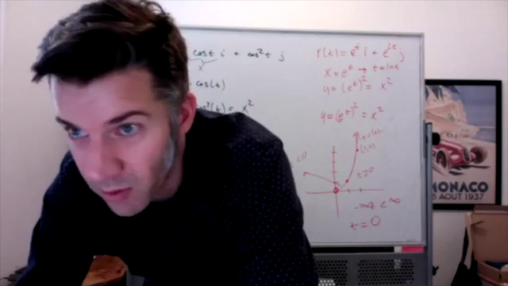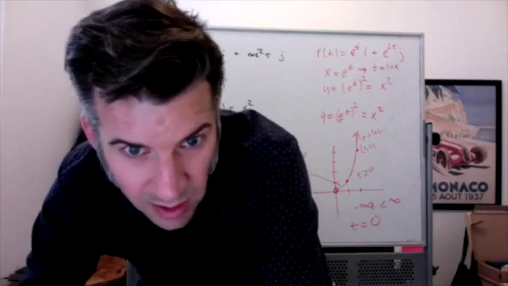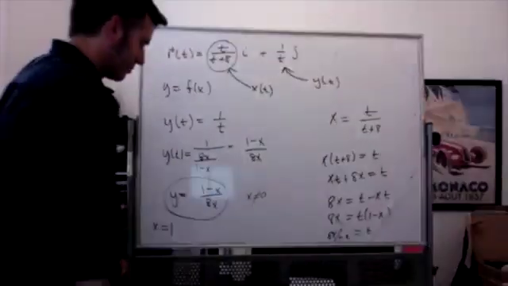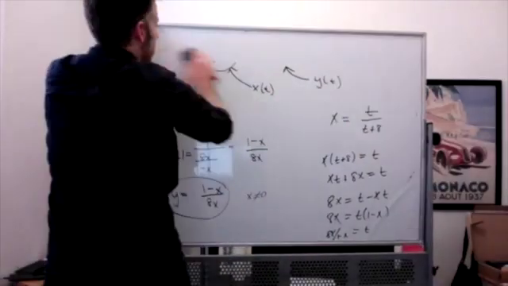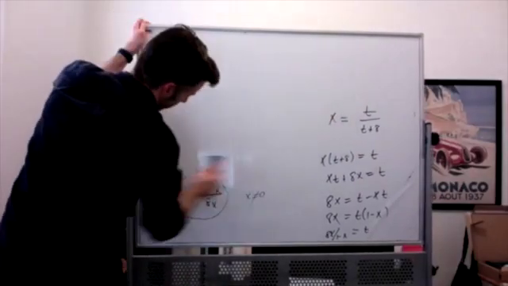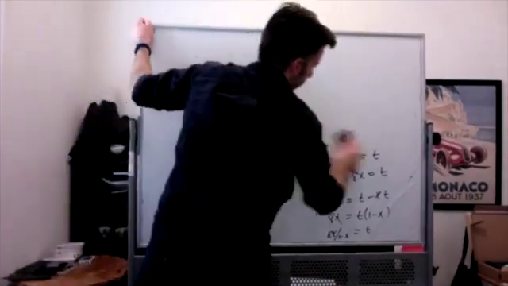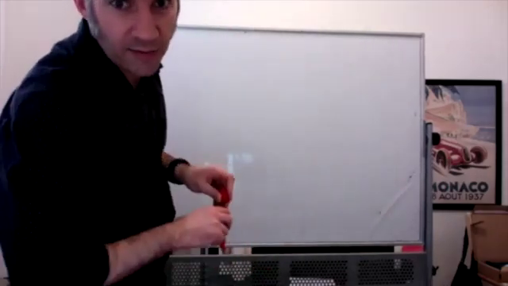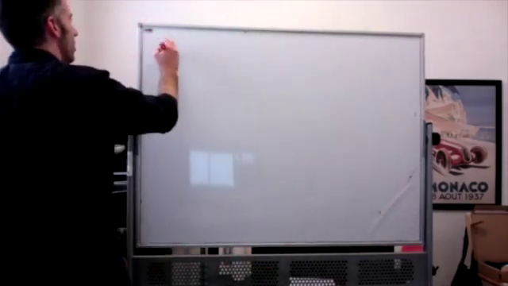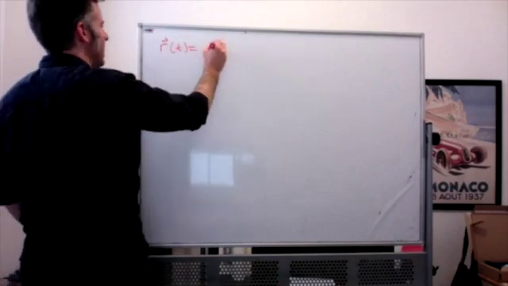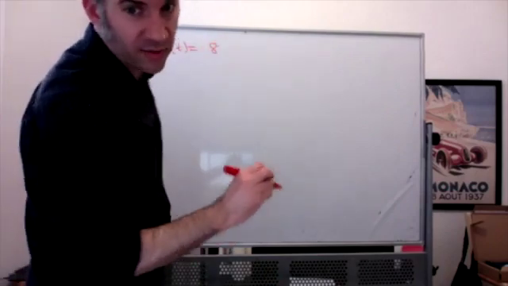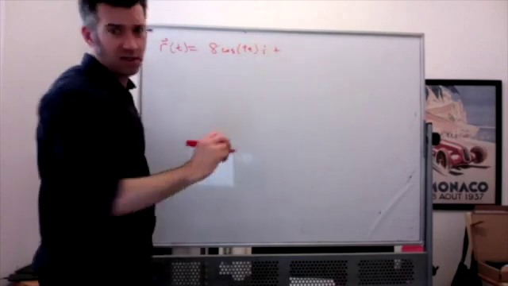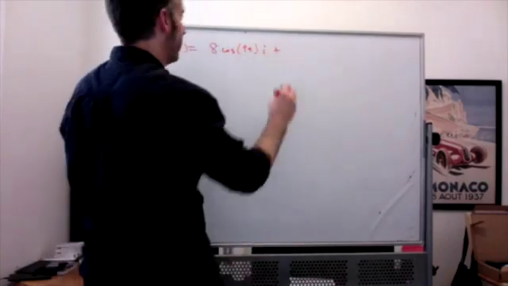Let me take a look at that one real quick. The other one was, oh yeah, this one looks terrible. So here's the other one, which is a little freaky. I've got the equation r of t equals 8 cosine of 9t i plus 2 sine of 9t j.